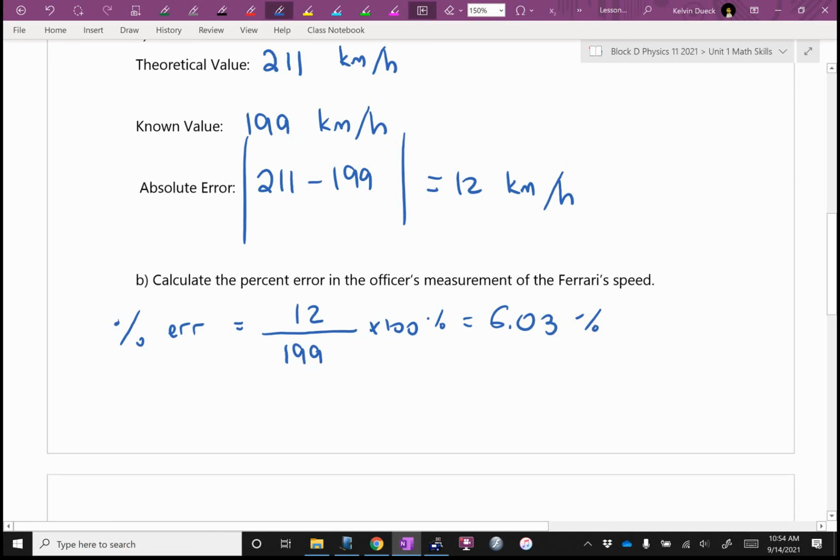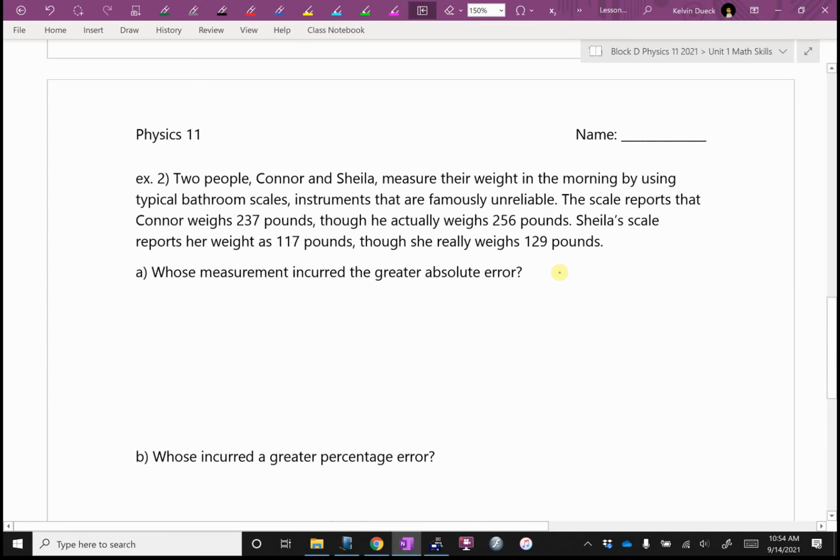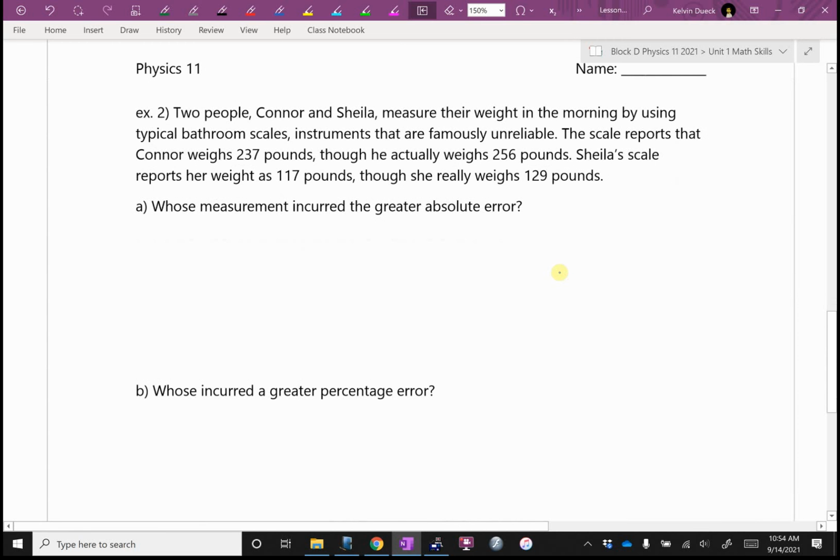Percentage error is nice, turn the page, because it allows us to compare different instruments, different devices. Two people, Connor and Sheila, measure their weight in the morning by using typical bathroom scales. Typical bathroom scales are the old style ones that have a spring in them, and they are notoriously unreliable. The digital ones are a little better, but the old school ones are terrible.